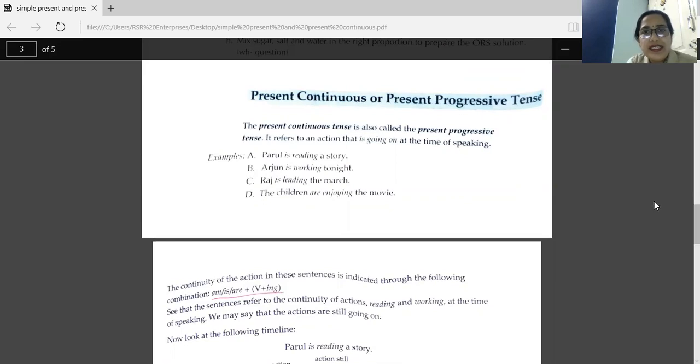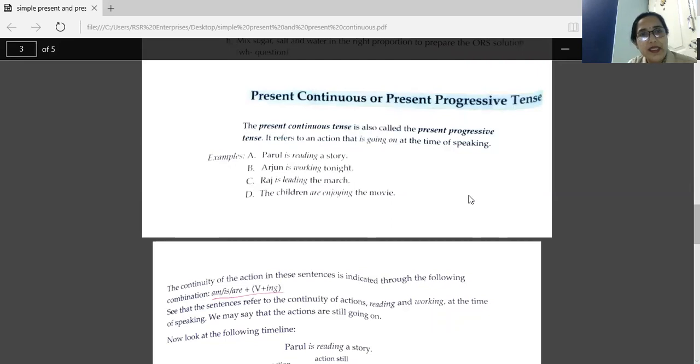Present continuous tense is also called the present progressive tense. It refers to an action that is going on at the time of speaking. When we are talking or speaking, at that time, that action is actually going on. It's in continuity at that time.